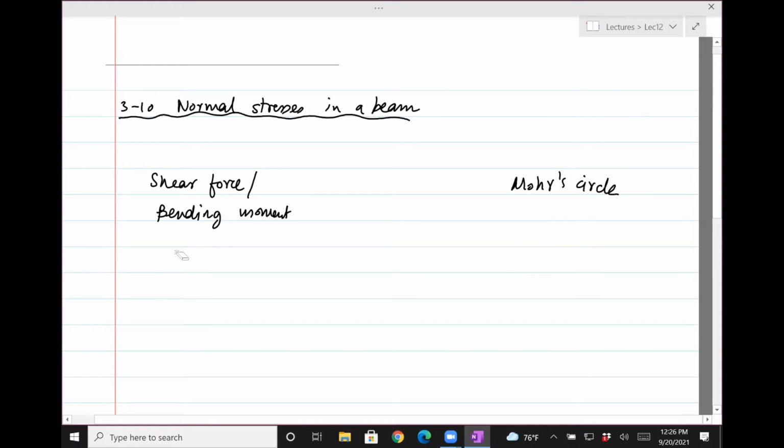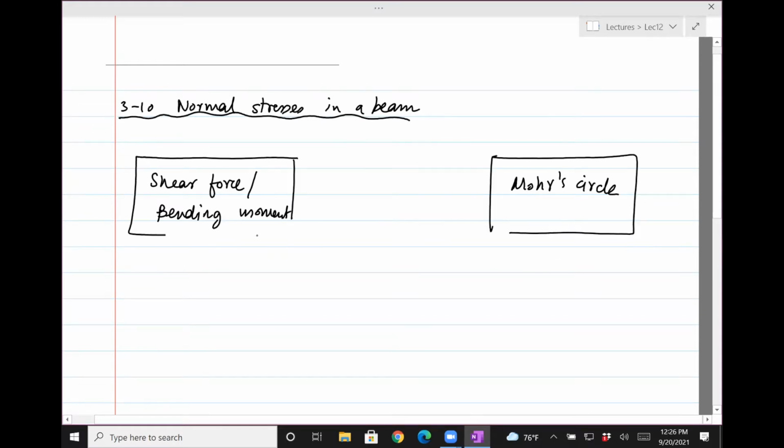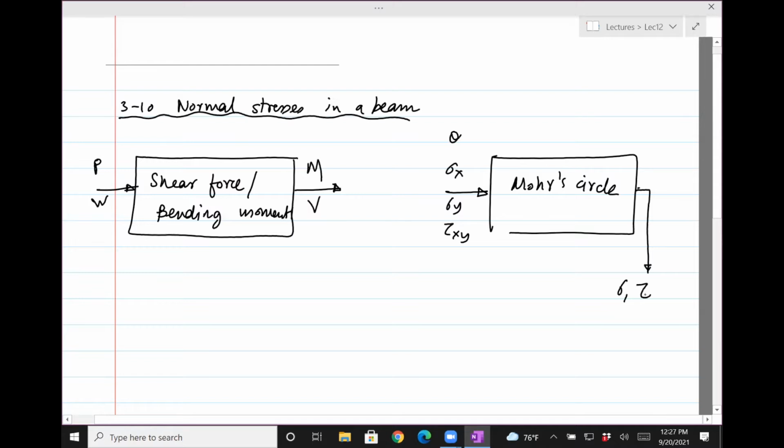Let us do it this way. Think of this as a block. Okay, so here we have loads, and from this come the M and V. And for Mohr's circle, we have sigma x, sigma y, tau xy, and of course the incline. And then it gives us the sigma and tau at that incline.